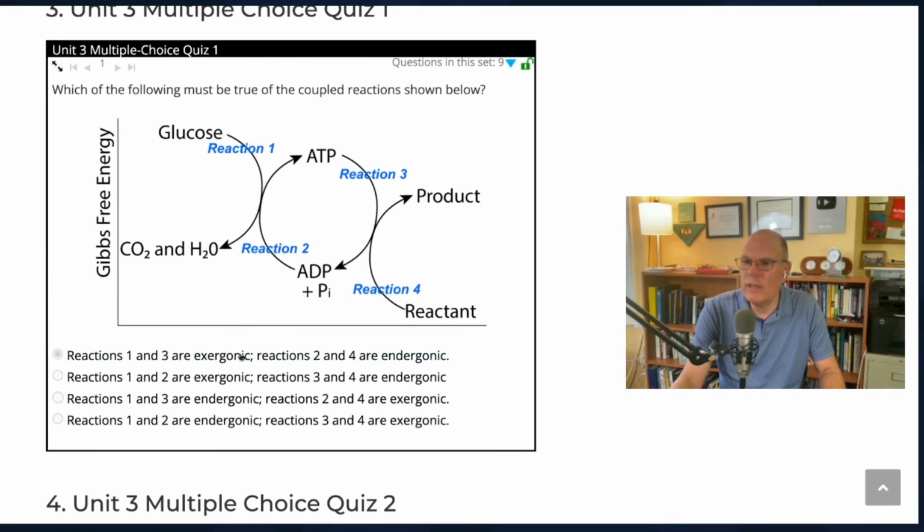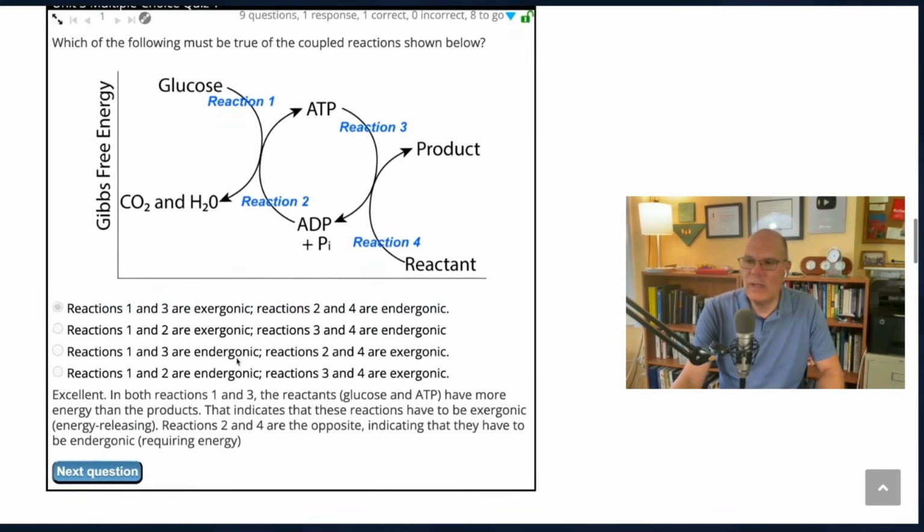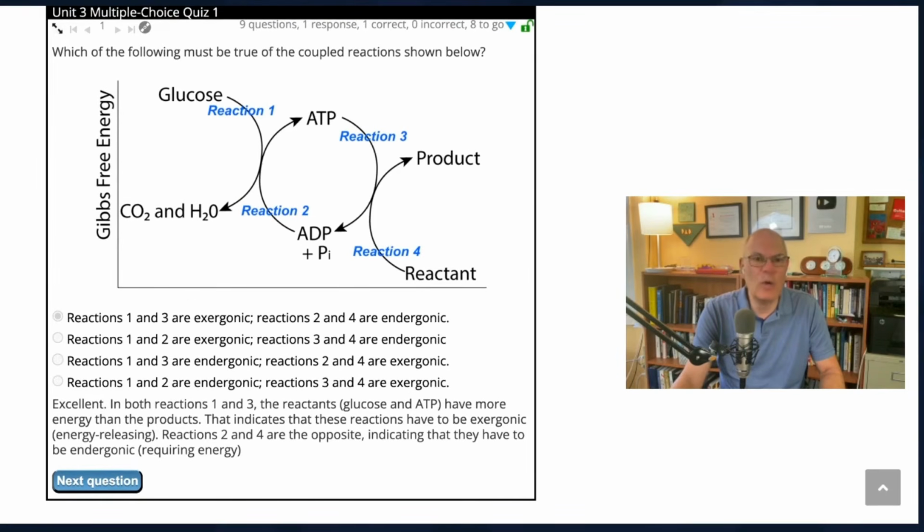Let's look at choice 1. Excellent. In both reactions 1 and 3, the reactants, glucose and ATP, have more energy than the products. That indicates that these reactions have to be exergonic, energy releasing. Reactions 2 and 4 are the opposite, indicating they have to be endergonic, energy requiring. Let's move on to another question.